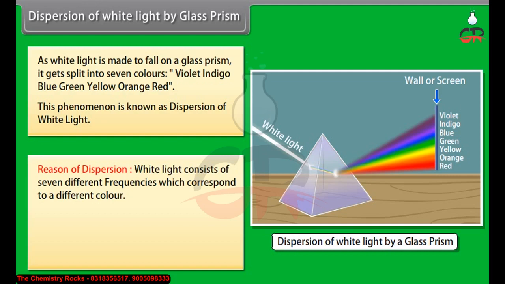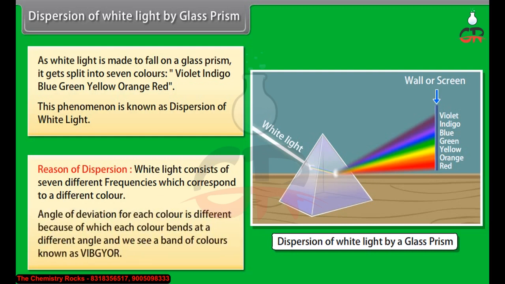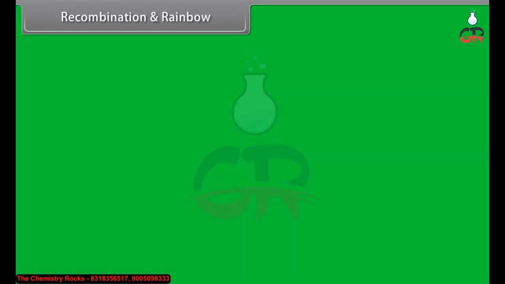Reason of dispersion. White light consists of 7 different frequencies which correspond to a different color. Angle of deviation for each color is different, because of which each color bends at a different angle and we see a band of colors known as VIBGYOR.